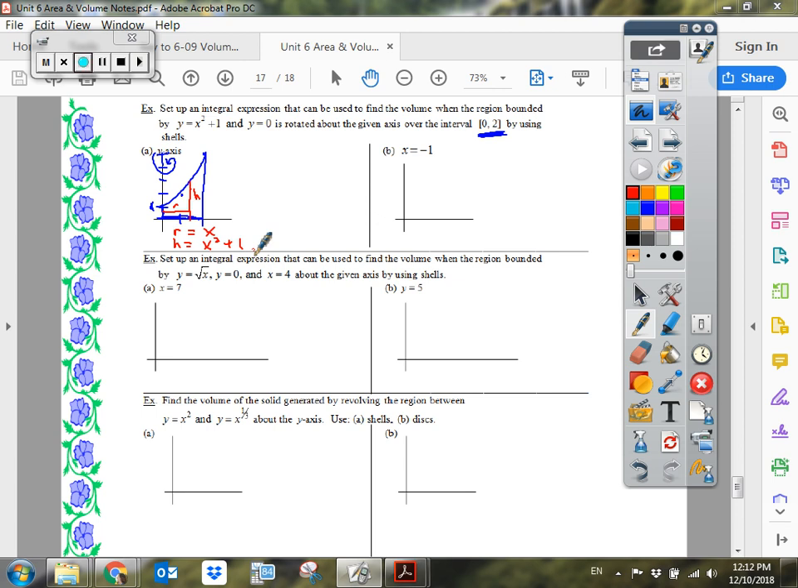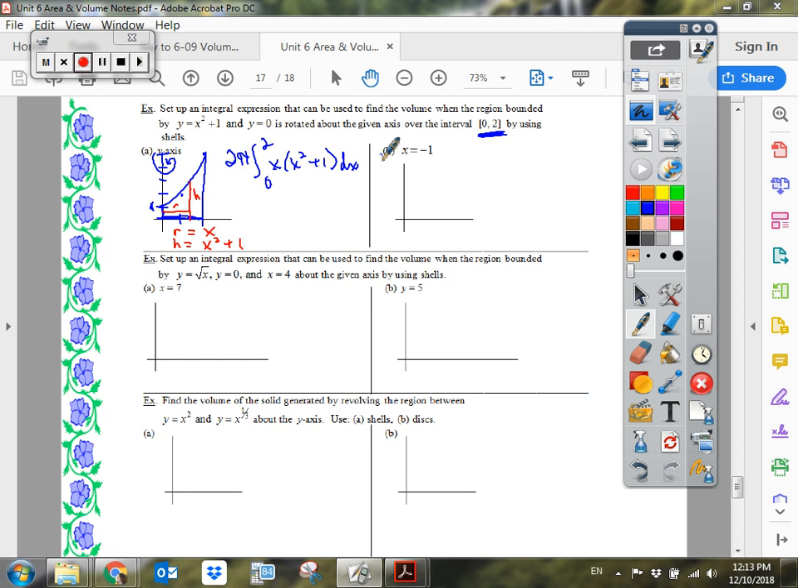So now we're just going to put it in the formula. The formula is 2 pi integral R times H. I mean, that's the formula. So 2 pi integral from, these are x's, vertical axis, we have to have x's. My x bounds are 0 to 2. R times H, so x times x squared plus 1 dx. And that's my formula that I would put into my calculator.